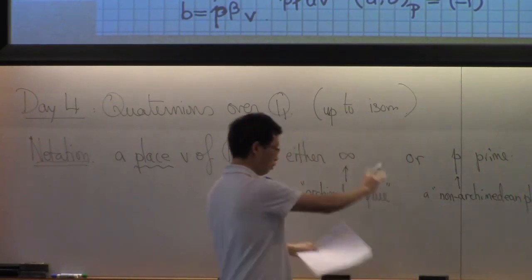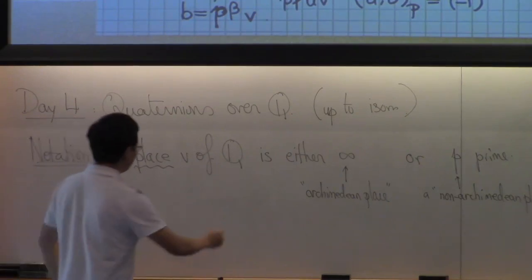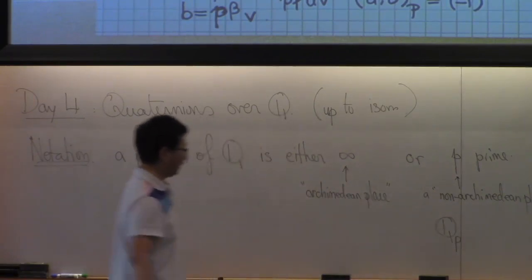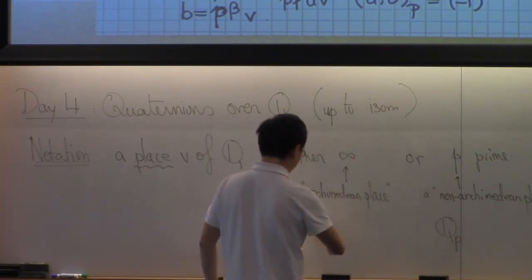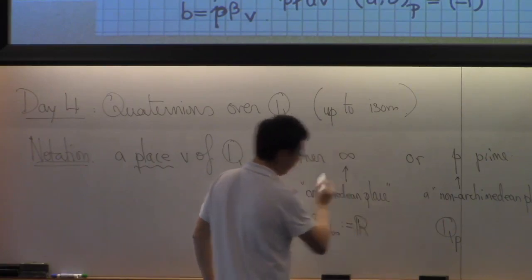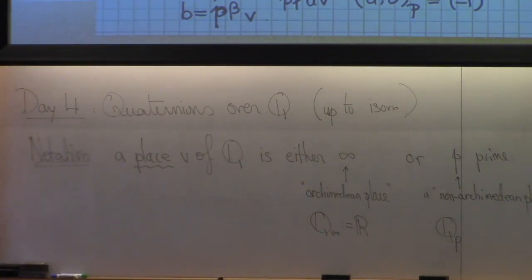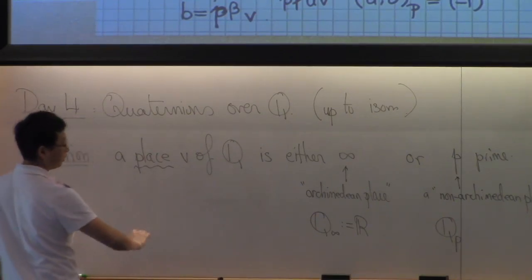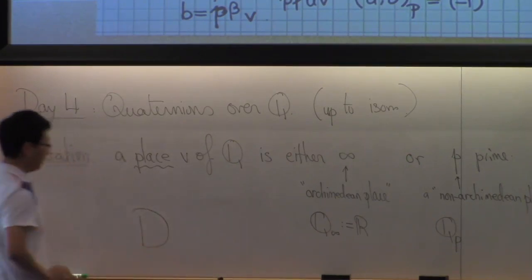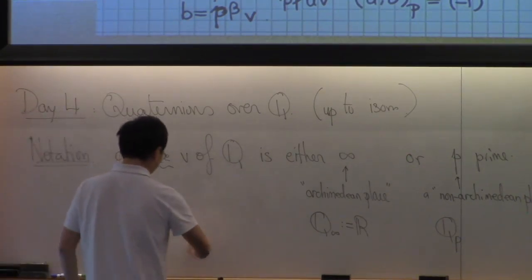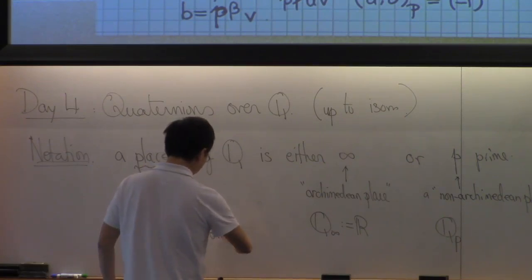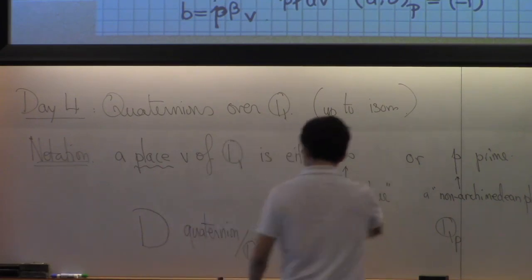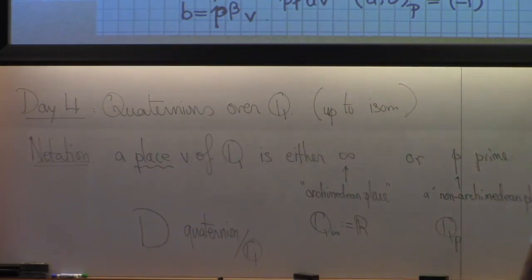Over here, I have this notation Qp for the p-adic numbers. Over here, I'm going to write Q infinity to mean R, the completion with respect to the usual absolute value. And if I have a quaternion algebra D over Q, I can tensor it up with Q infinity, or tensor it up with Qp.